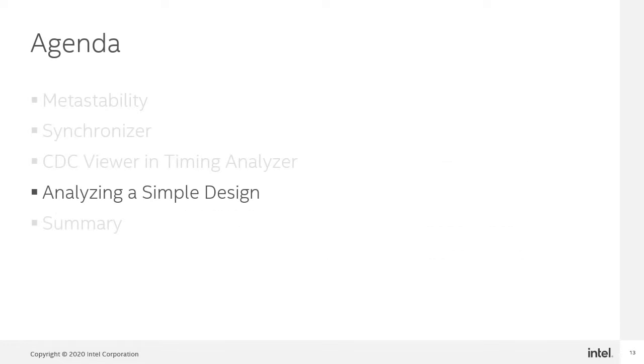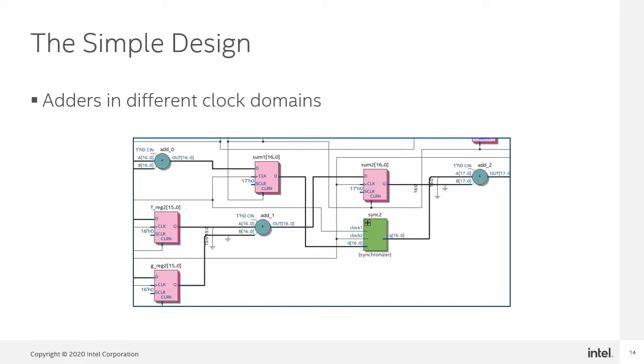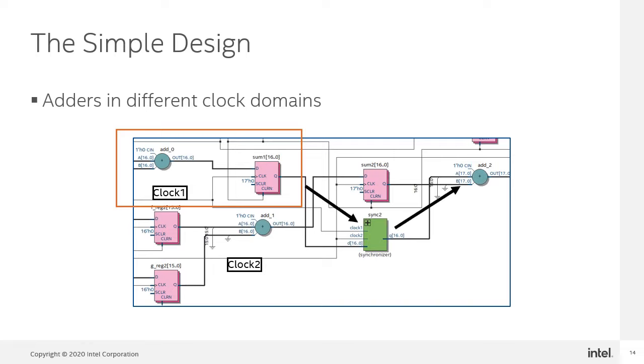Let's look at a simple design. The design that I made to illustrate clock domain crossing consists of 2 multipliers and 3 adders. I will only focus on the adder portion of the design. There are 2 clock domains for the 3 adders. I feed the results of one adder into a synchronizer circuit, and the result of the synchronizer circuit goes into the final adder.